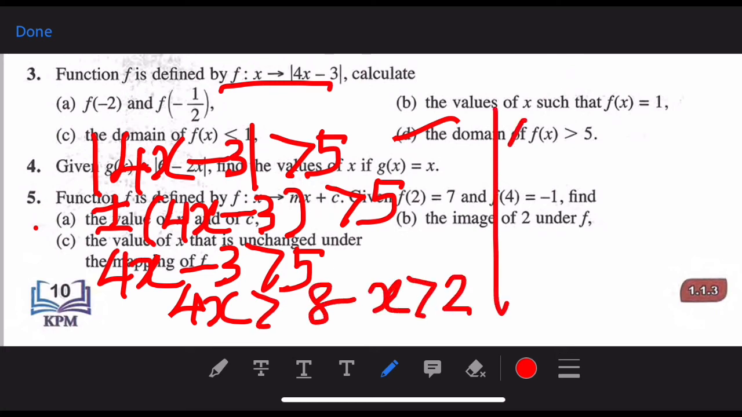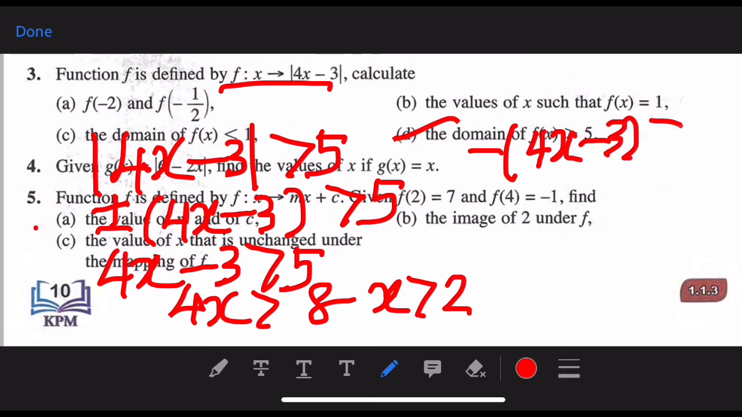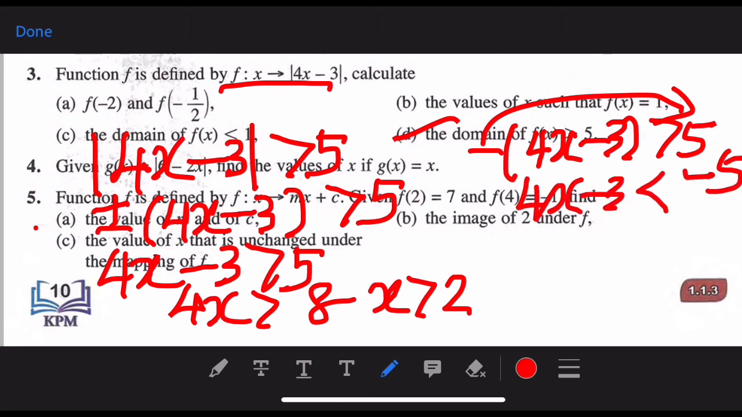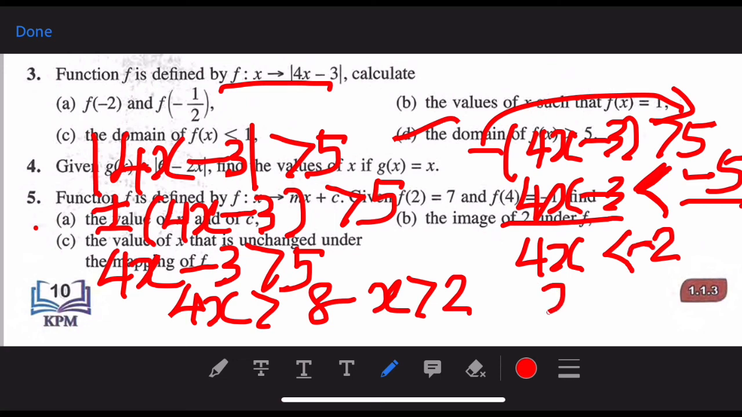And the other one is actually you're having the negative bracket, minus of 4x minus 3 more than 5. If you shift the negative to the other side, you have to revert the sign, because you times with the negative on both sides. So this side will be positive, this side will be negative, but this sign needs to be reverted. So 4x less than -5 plus 3, which will be -2, so x less than -1 over 2.